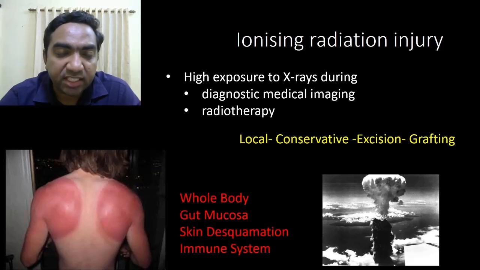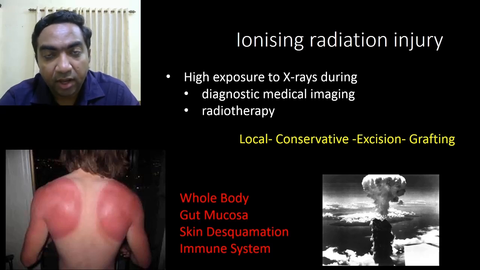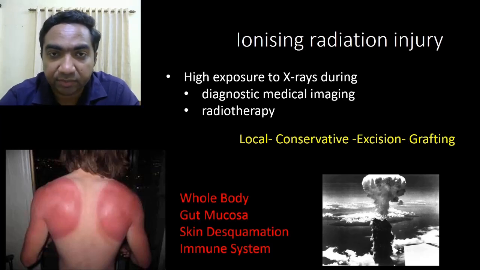But if it is a systemic or whole body radiation, things are difficult, because ionizing radiation injury can cause multifaceted problems, including gut mucosal edema, skin desquamation, immune system problems, and malignancies later on. All these are effects of ionizing radiation. So it is difficult to manage whole body radiation.